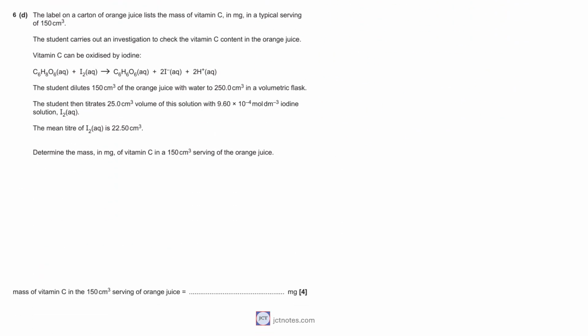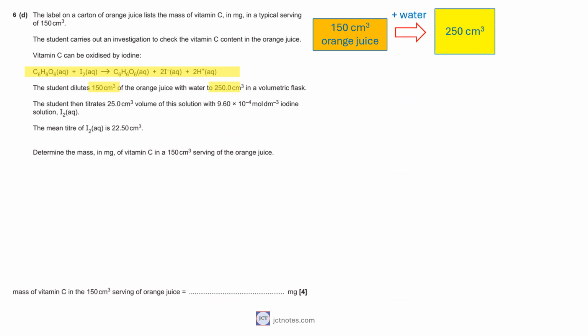In Part D of Question 6, a student carries out an investigation to find the vitamin C content in 150 cubic centimeters of orange juice. The student titrates the orange juice with iodine and we are given the reaction. When there are many dilutions and volumes involved, I find it useful to draw a diagram with the dilutions involved in each step.